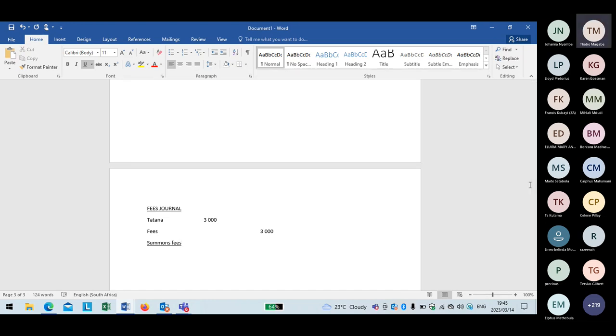So you will see that on the fees journal, we have recorded the name of our client, Tatana. And below Tatana, we recorded fees. Because the principle says when we write fees, we must always credit the fees and debit the client, we credited the fees with 3,000 and debited our client with the same amount, 3,000. We narrated the transaction by saying summons fees.